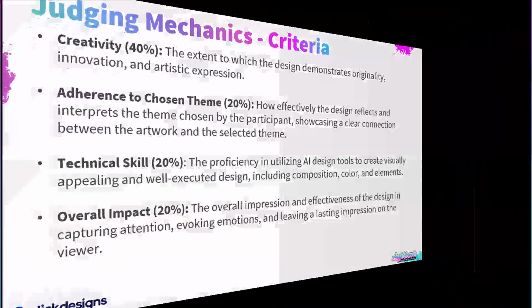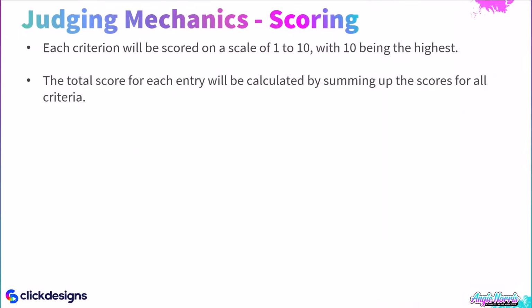So think about that. Judging mechanics, scoring. Each criterion will be scored on a scale of 1 to 10, with 10 being the highest. The total score for each entry will be calculated by summing up the scores for all criteria.